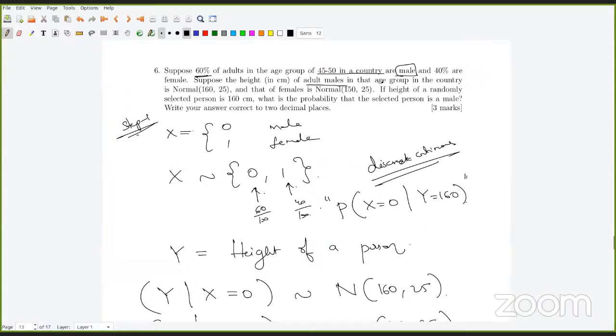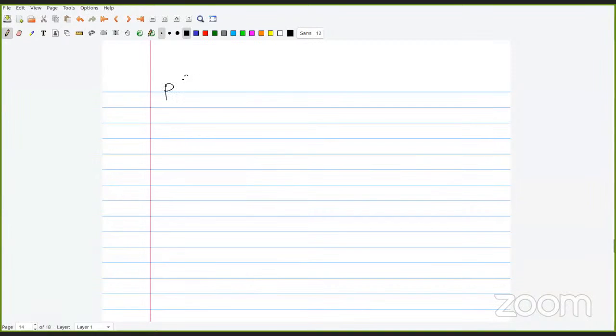This is what you have to get by solving more problems. You will get how to convert these English terms, like the height of a randomly selected person is 160, into these things. We just have to find the probability that the selected person is actually a male person, given that the selected person is 160. So we have to find the probability that X is actually 0 given Y is actually 160.